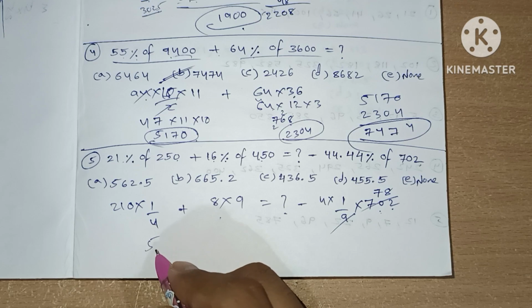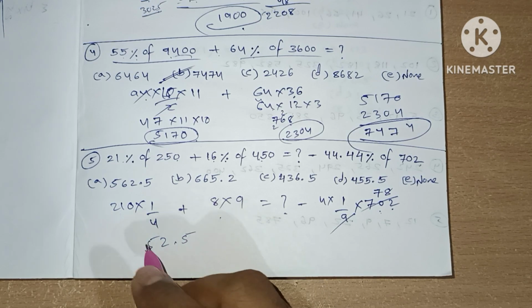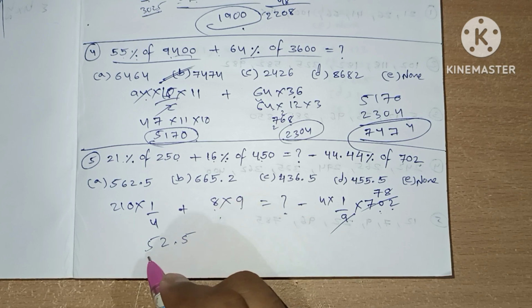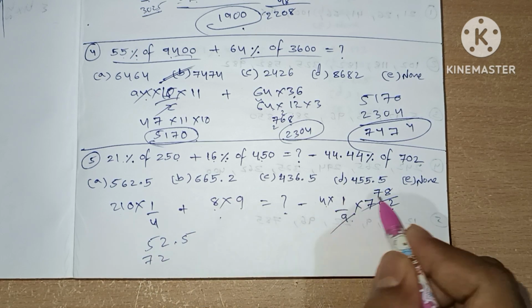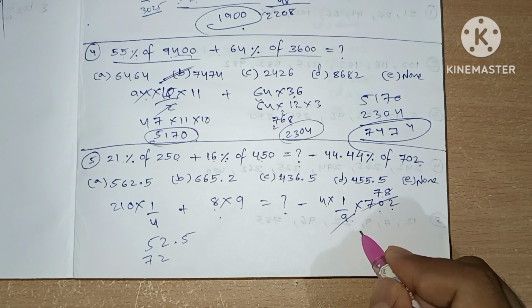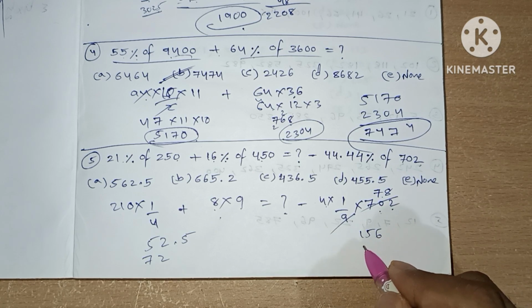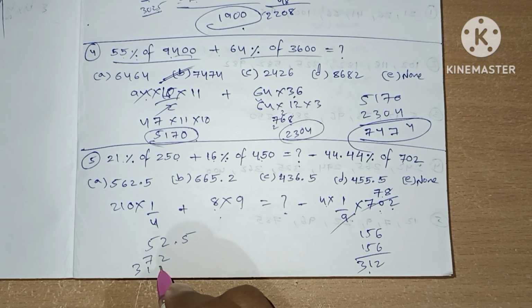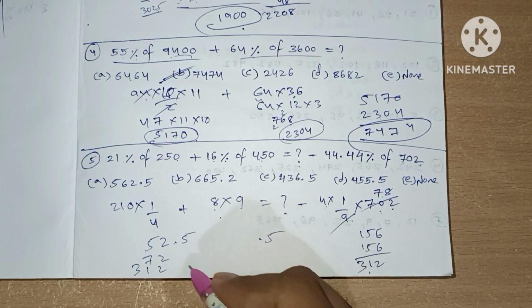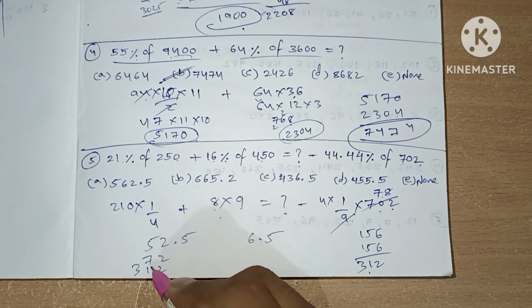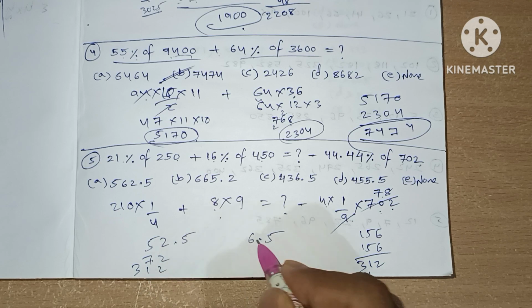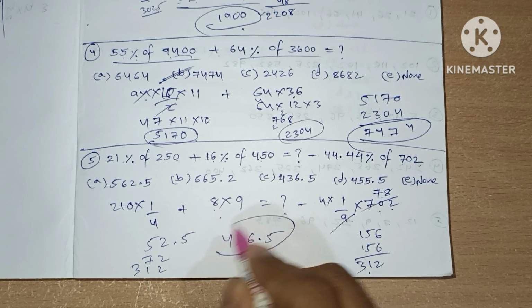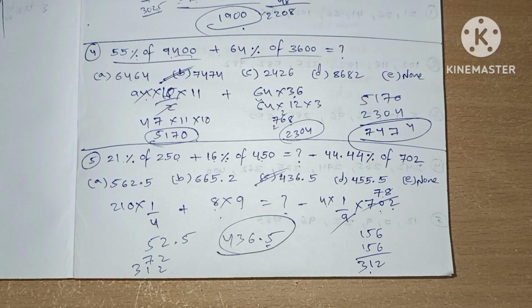5 times is 20. We are left with 10. 2.5 times. Here 8 9 times 72. First we do 2 times, we get 156. Again 2 times we get 312. So this 312 comes this side with plus 312. So totally what we have is 0.5. This is 6. This will be 13, 4. 436.5 is our answer. Option C is our answer.